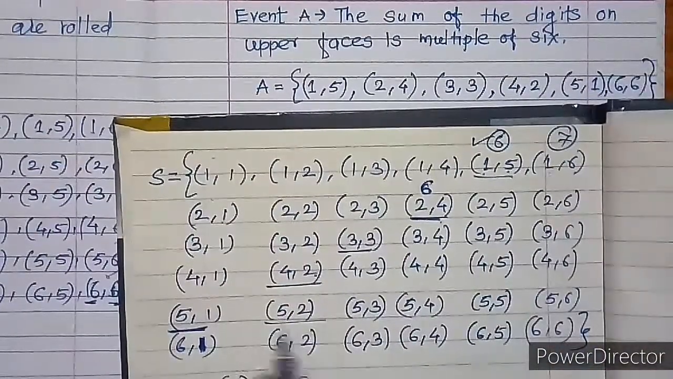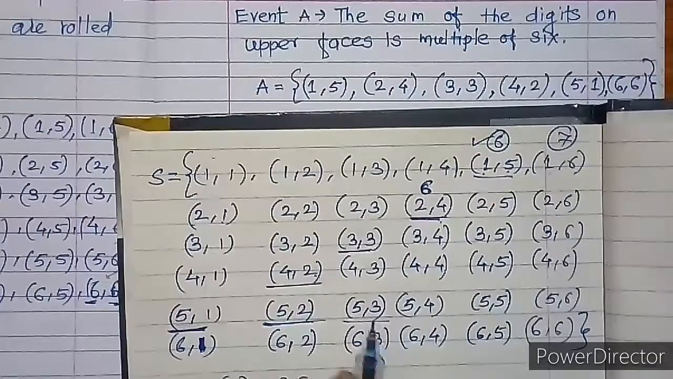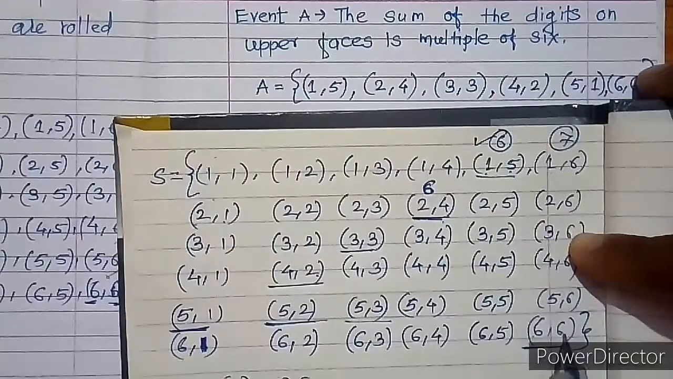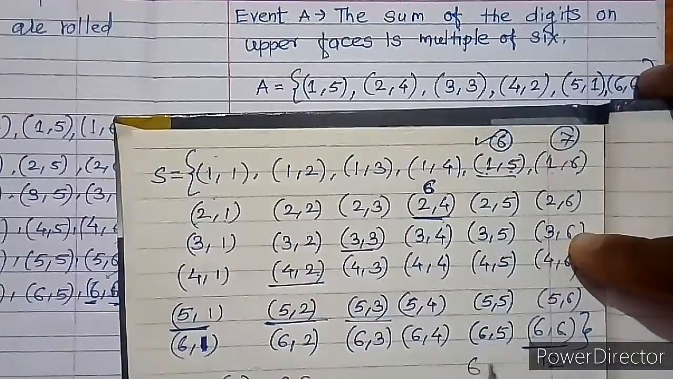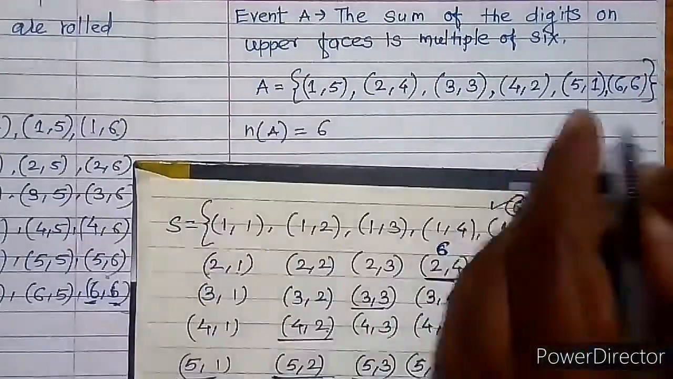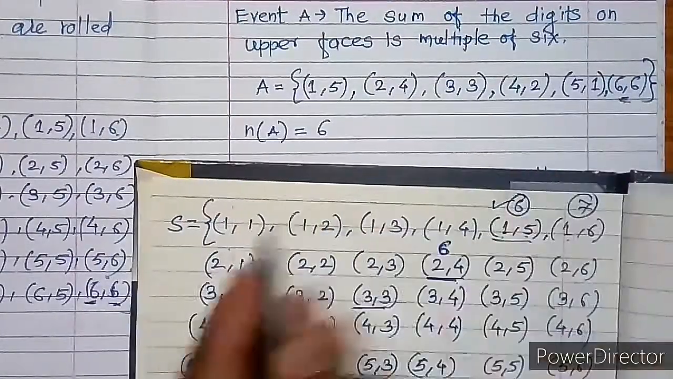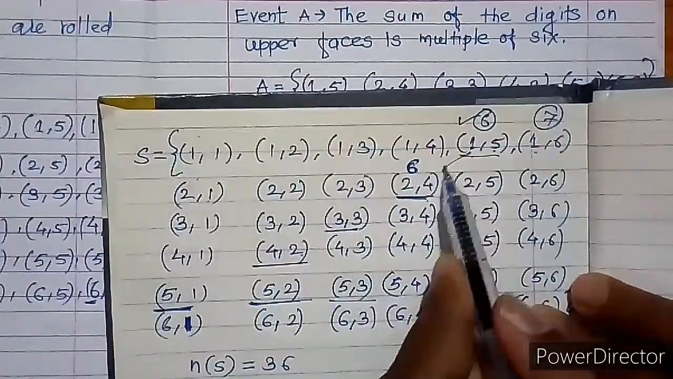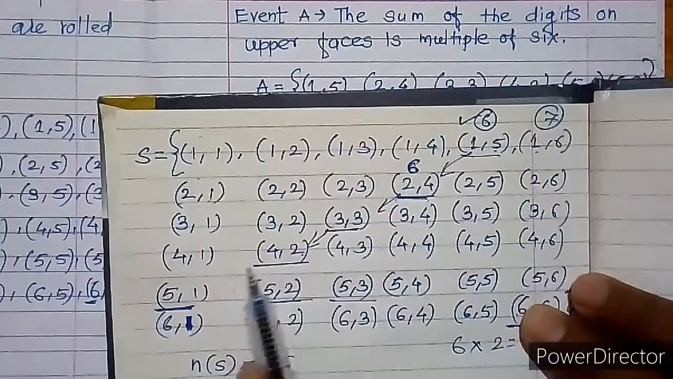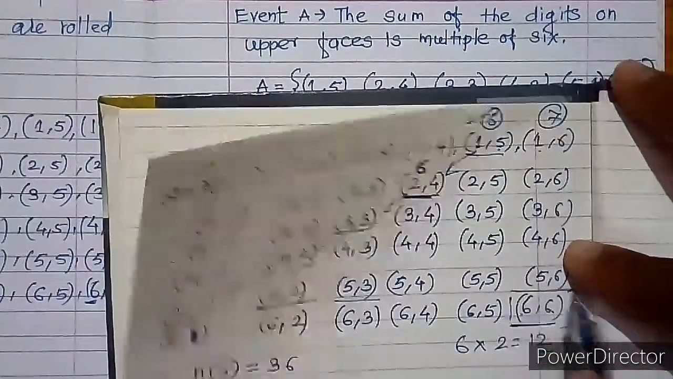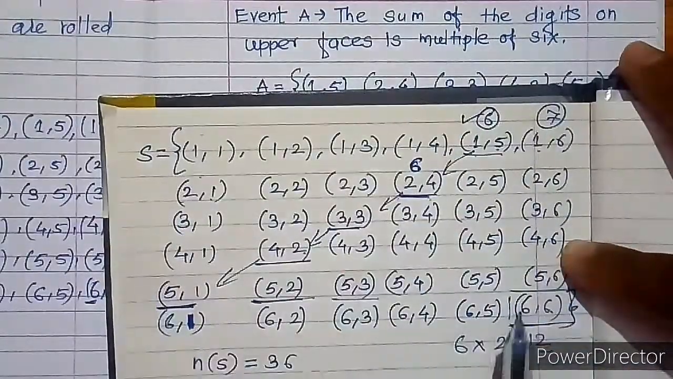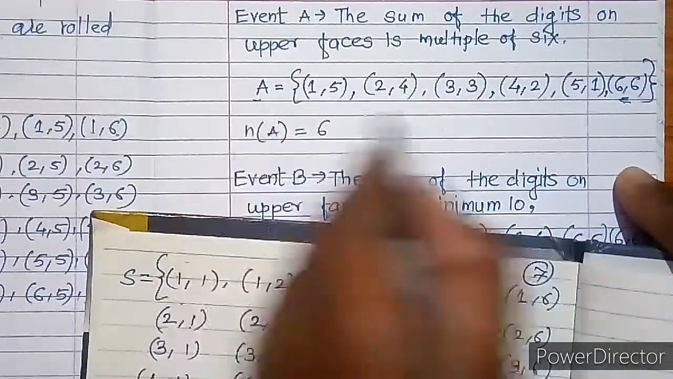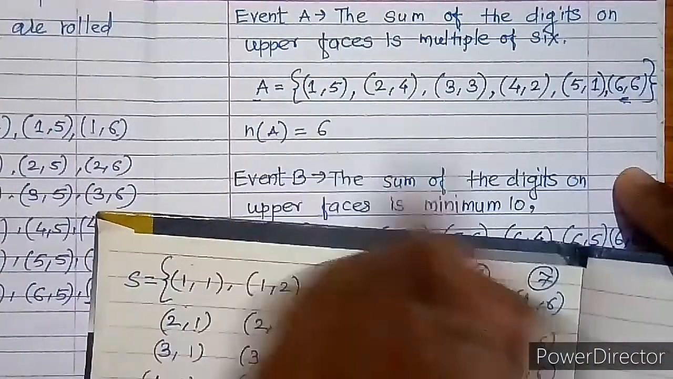Now look at 5, 2, the sum is 7. It is not a multiple. 5, 3 is 8, it is not a multiple. Now we check 6, 6. 6 plus 6 equals 12, 6 twos are 12. That's why we have taken the last entry 6, 6. At a glance, you can see the entries which are multiples of 6, and this entry 6, 6. Now the set of these elements is the set A. Total elements in A are 6. That's why n of A equals 6.